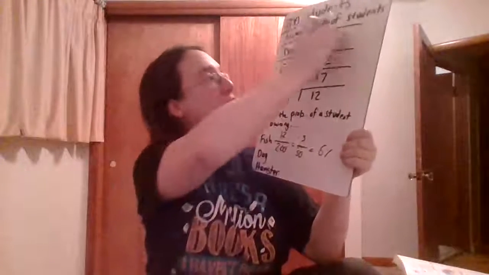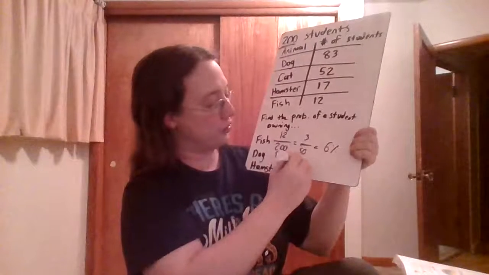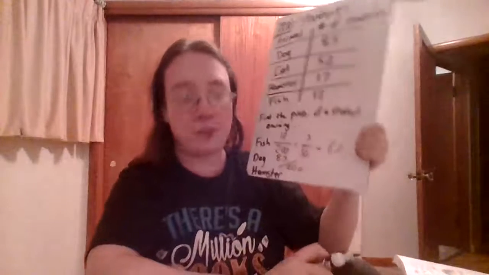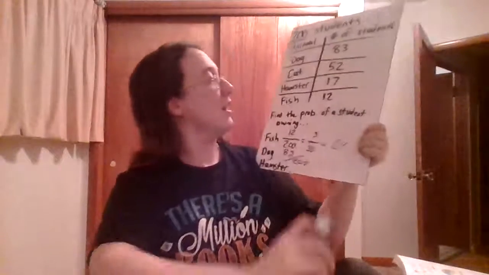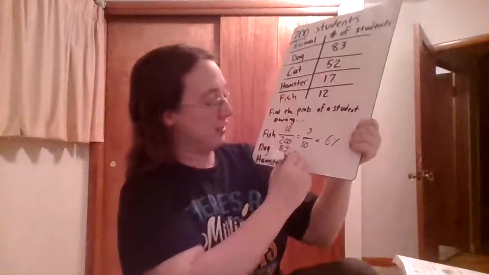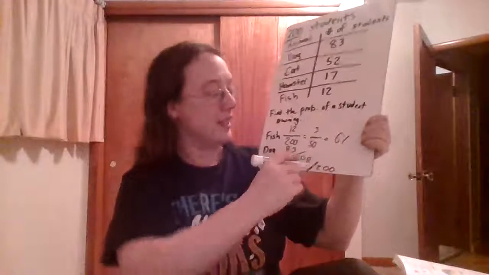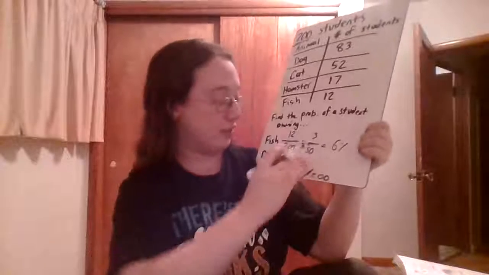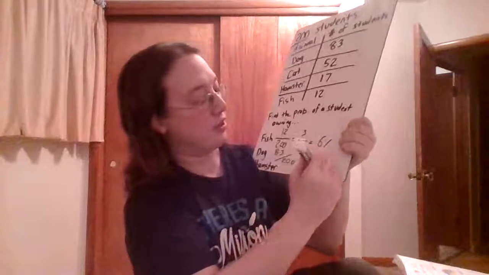Okay, same sort of thing with dogs. You get 83 dogs out of 200 students. And that's not going to reduce because there's nothing that goes into 83 and 200. And then hamsters, we got 17 out of 200. Should have left myself a little bit more room down here. And again, that's not going to reduce because 17 is nice and prime. I'm just going to scoot that over here so it's easier to see.